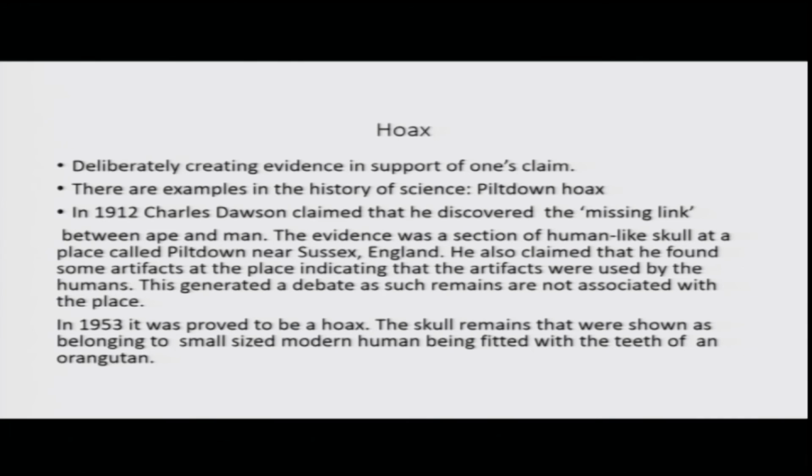He also claimed that he found some artifacts at the site, indicating that the artifacts were used by the so-called human beings at that site. This generated a debate, as such remains are not associated with that place or site. In 1953, it was proved to be a hoax. The skull remains that were shown as belonging to a small sized modern human being were fitted with the teeth of an orangutan. So basically what he did was he fudged data.